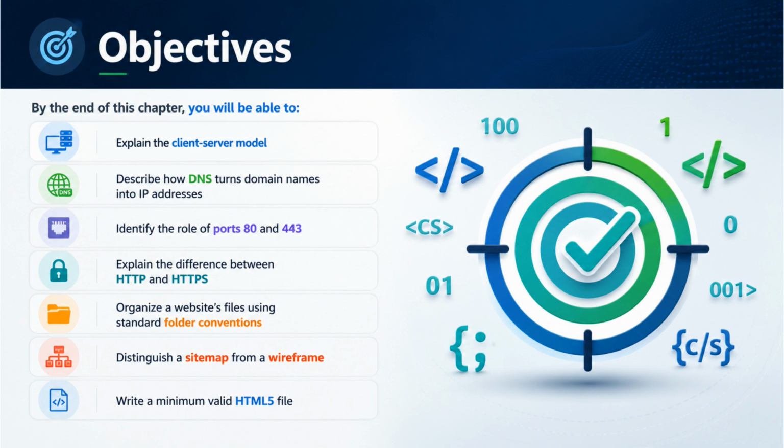By the end of today, you should be able to explain the client-server model, describe how DNS resolves a name to an IP address, know what ports 80 and 443 are for, explain why HTTPS matters, organize a project's files using our standard folder conventions, tell a sitemap apart from a wireframe, and write a minimum valid HTML5 file. We'll hit every one of these in order.